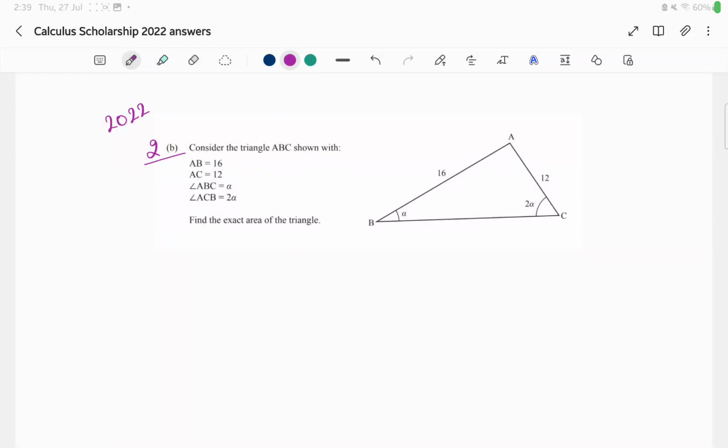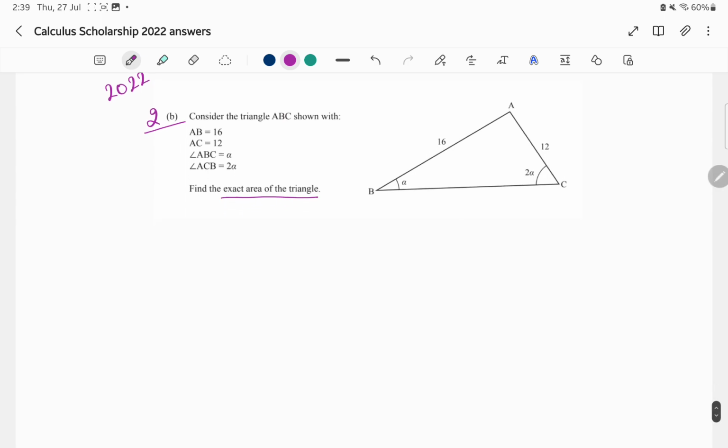Let's do this 2022 scholarship question. It says, consider the triangle ABC with AB 16, AC 12, angle ABC alpha, angle ACB is 2 alpha, and find the exact area of the triangle.